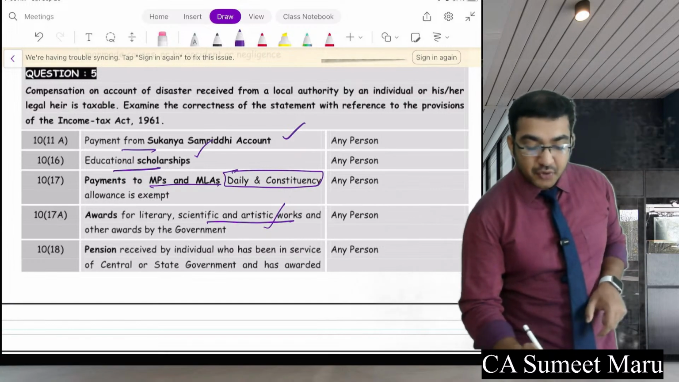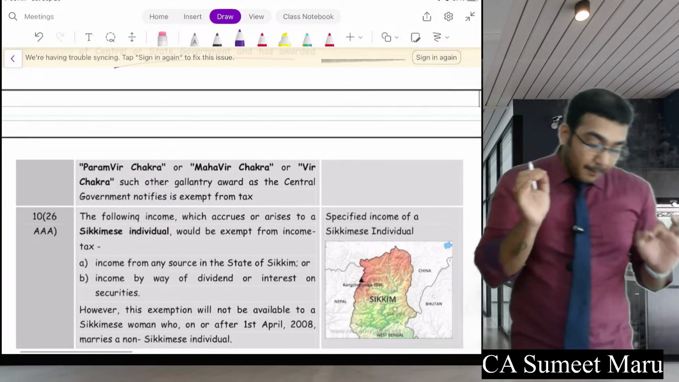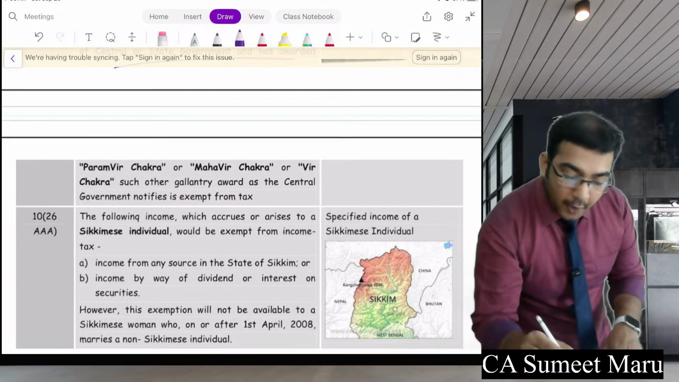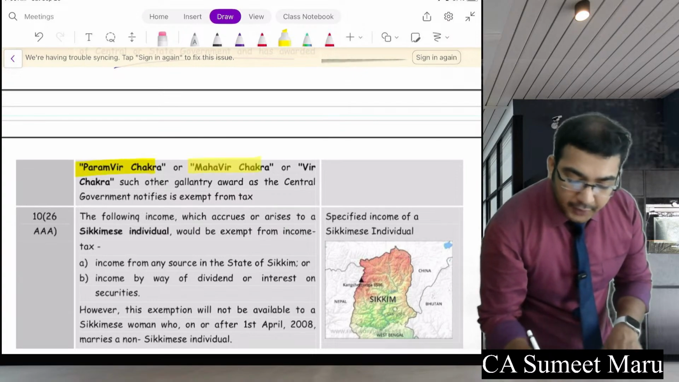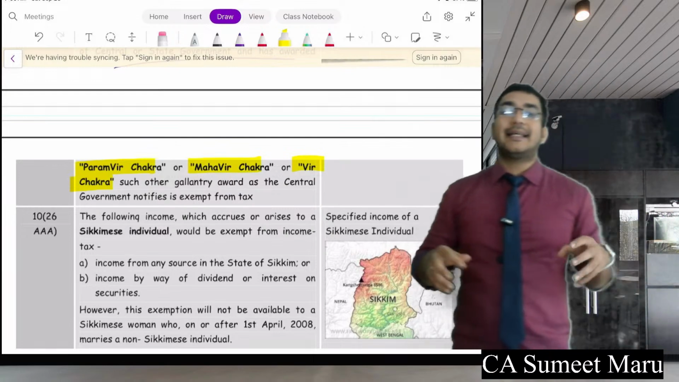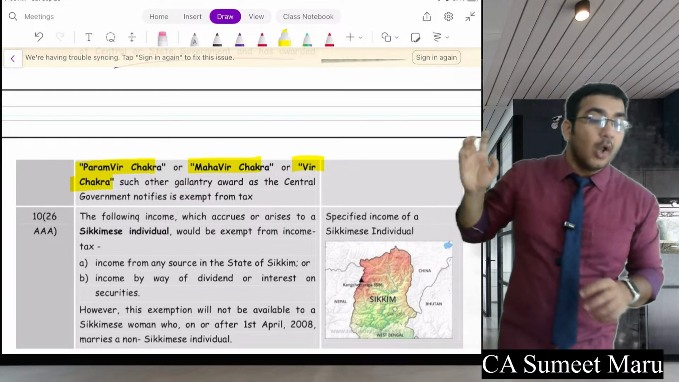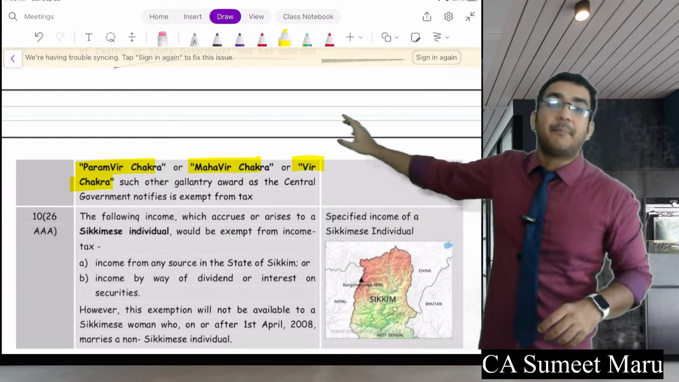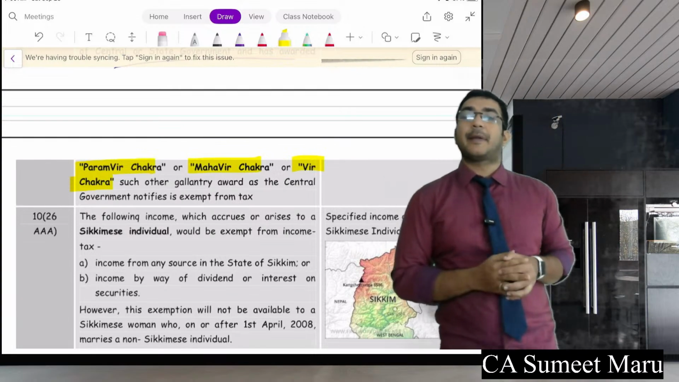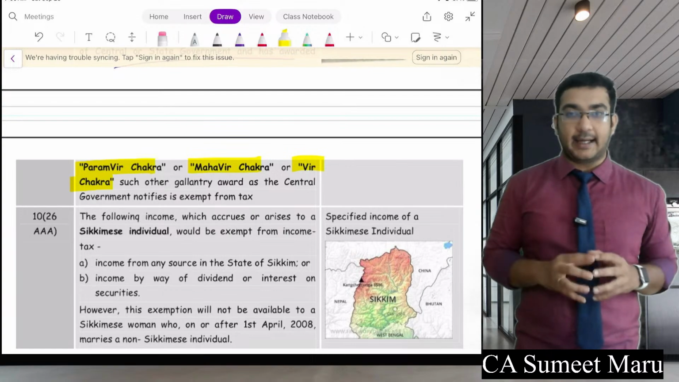Pension received by an individual who has been in service of the central or state government and has been awarded. Pension of only and only persons who are awarded the Paramveer Chakra, Mahavir Chakra, Veer Chakra. In the examination, they confuse you by saying they have been very nicely awarded, the central government awarded, but no, the award should be only this Paramveer Chakra, Mahavir Chakra, or Veer Chakra. If they have been awarded this and the pension has been paid to these persons, in that case, it will also be exempt from tax.